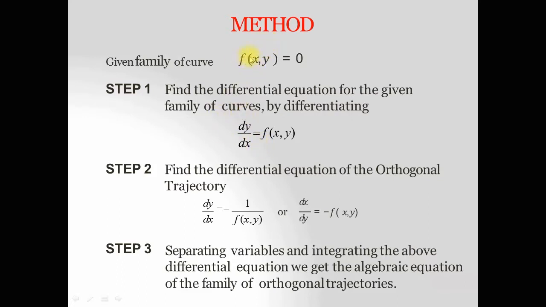So when we have a given family of curves, first of all, differentiate the given equation, and this differentiation gives us the slope of the first family of curves. So now find the differential equation of the orthogonal trajectory. The differential equation of the required orthogonal trajectory will be dy/dx = -1/f, or dx/dy = -f(x,y).